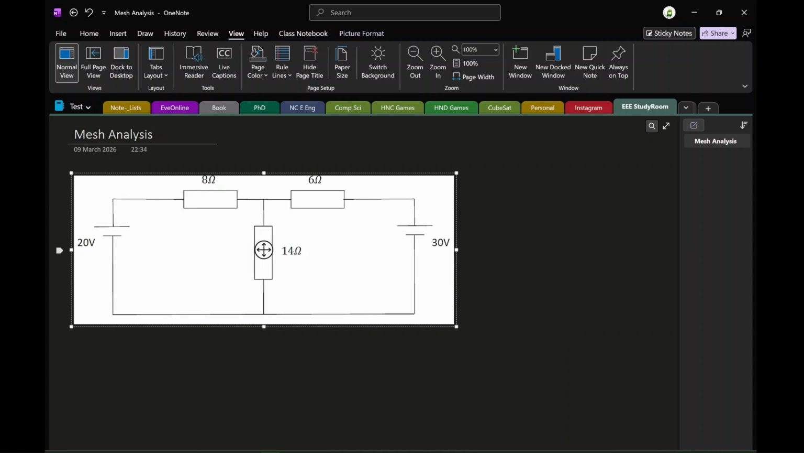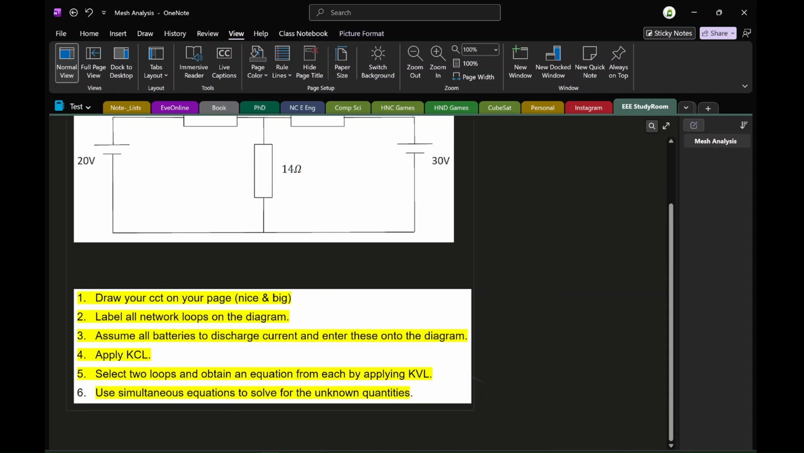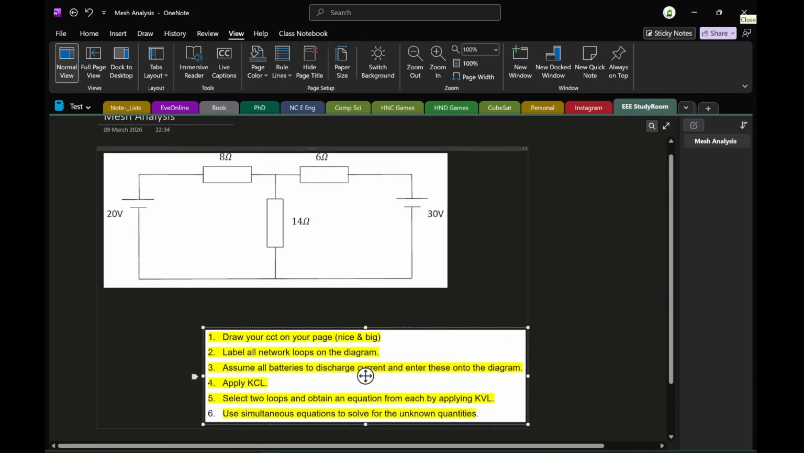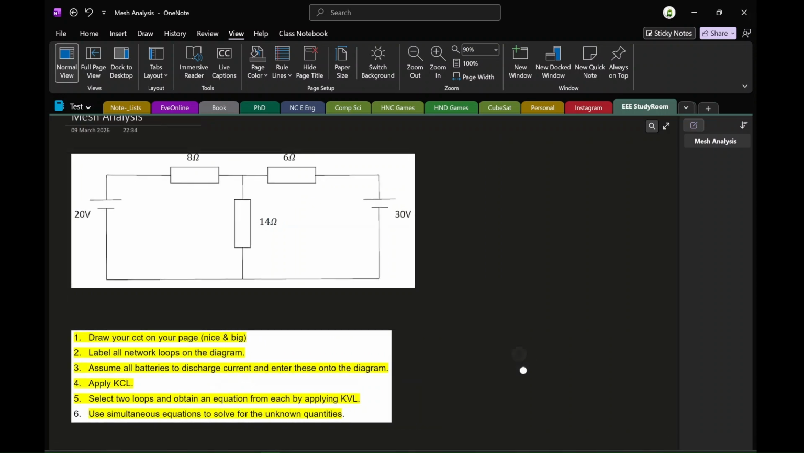Okay. I'm going to run through a quick mesh analysis procedure for this circuit. The procedures that we follow for mesh analysis come under a few small processes that we need to consider. First thing being we need to consider mesh analysis using Kirchhoff's laws, namely Kirchhoff's voltage law and Kirchhoff's current law. We're going to apply both of these laws to our circuit.